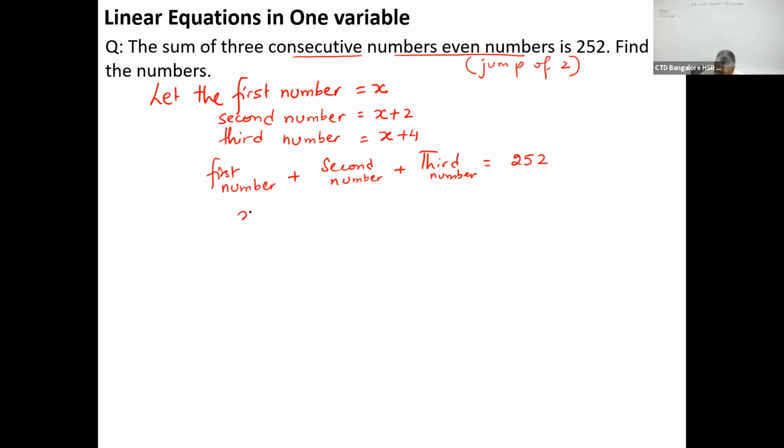Now let's put the values. x plus (x plus 2) plus (x plus 4) equals 252. Now, see, it's an equation, and that is what we were supposed to be solving.